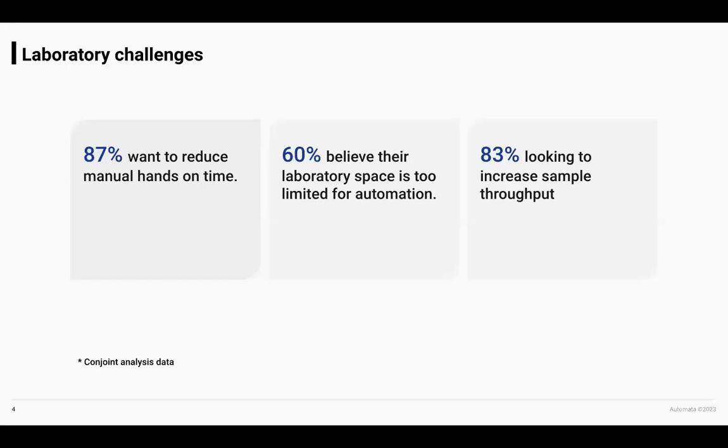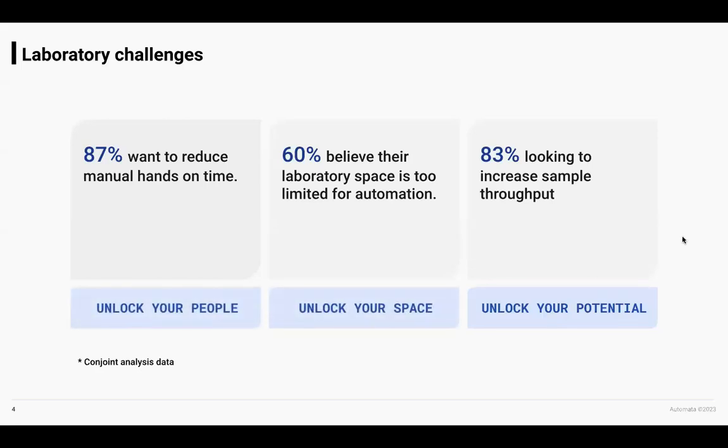60%, when they thought about automation, thought that they wouldn't actually have the space in their lab to implement it. And then 83% wanted to increase their sample throughput. And I've categorized these into three little handles, I guess. So by increasing your throughput, you can unlock your lab's potential. By being able to implement this automation in normal laboratory space, you can unlock that space. And then by taking people away from doing things like machine tending, you can actually unlock your people as well.